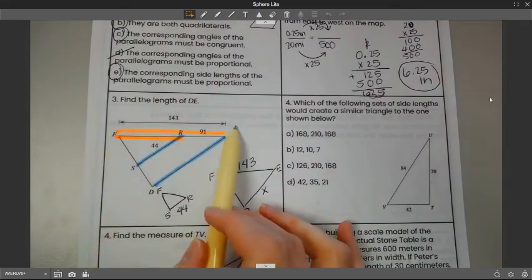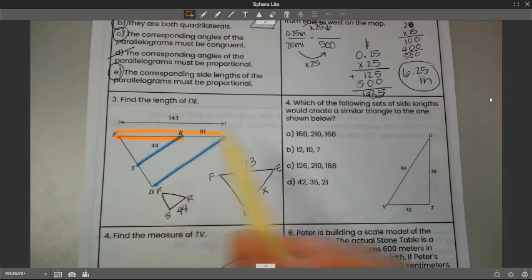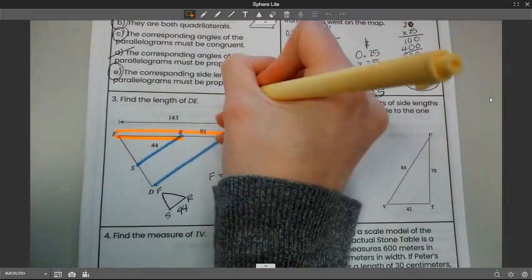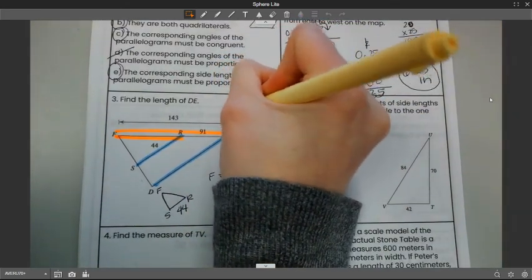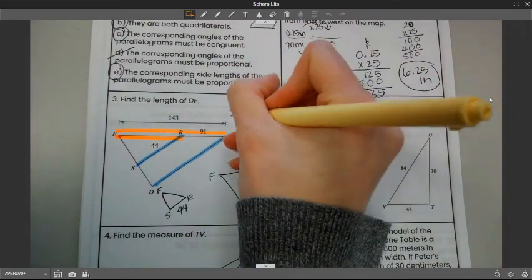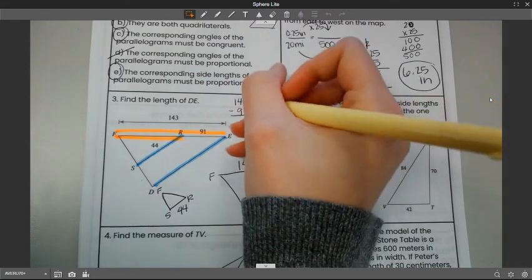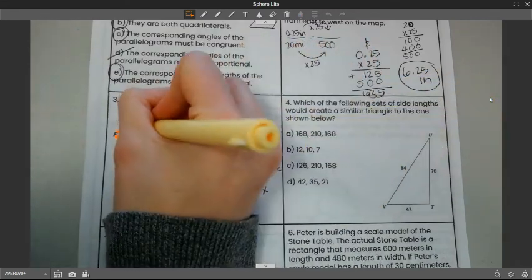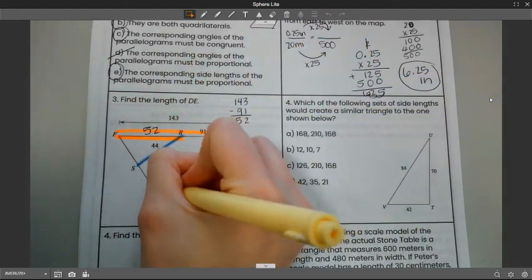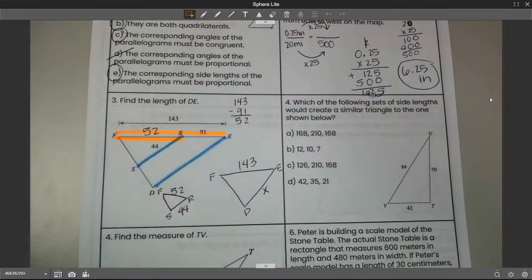Well, if this total is 143 and RE is 91, to find that missing piece, I'm going to do 143 minus 91. 3 minus 1 is 2. I can't take 9 away from 4, so 14 minus 9 is going to get me 5. So FR is 52. Alrighty, so now I have enough information to set up our proportions.